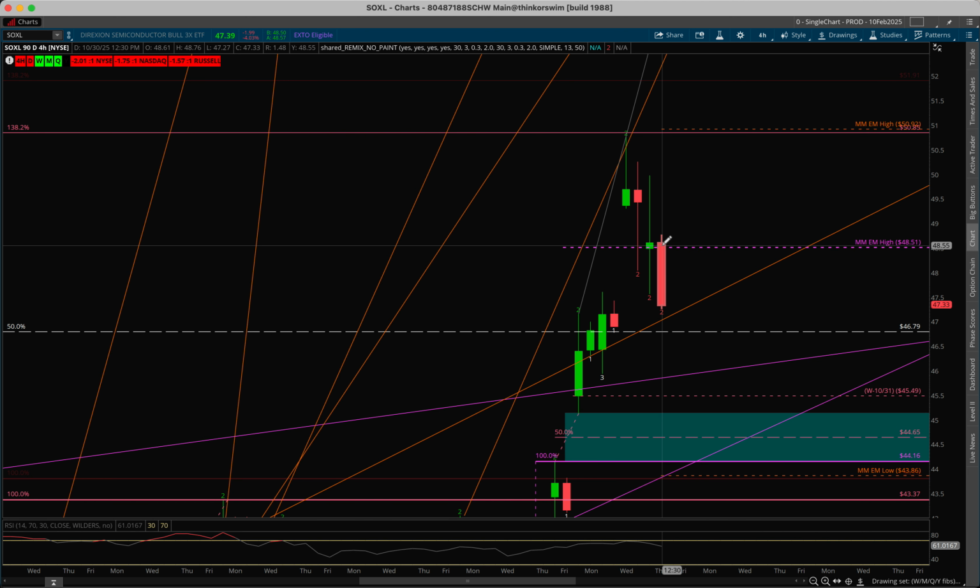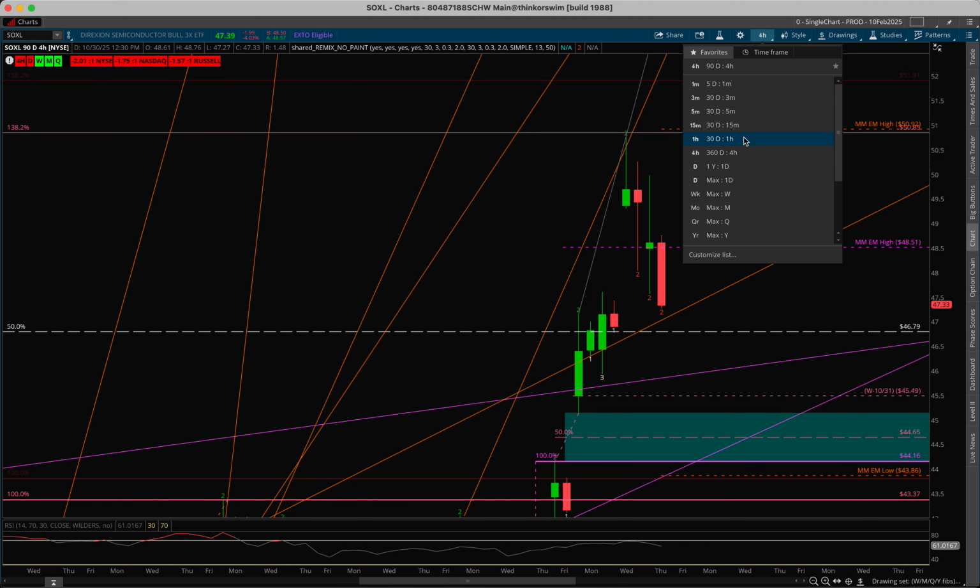Very, very clear entry here at the high of the 2 down. Your first exit, if you want to scale out, would be the high of this candle, then this candle, and then the magnitude for that move would be the high of Wednesday's candle at 50.76. So we'll look at the hard numbers here in a second. That's for more of the intraday play, maybe overnight play.